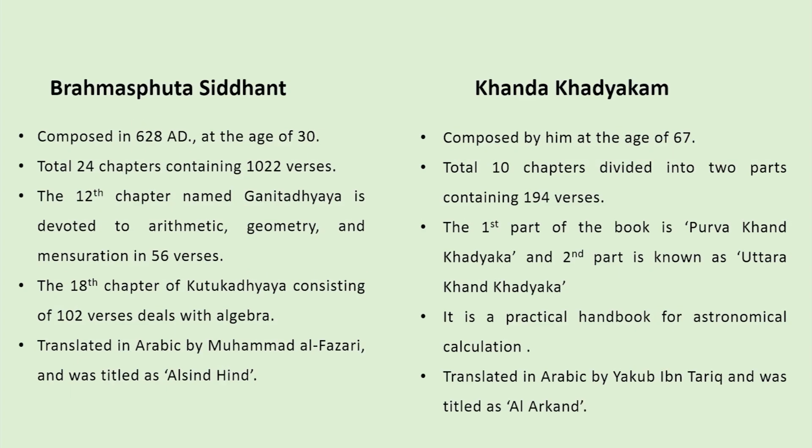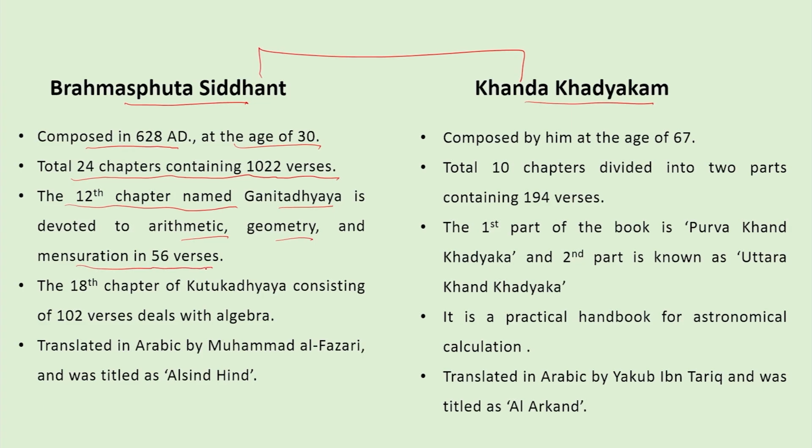Here are a few important points regarding the Brahmasphuta Siddhanta and Khandakhadyam, both written by Brahmagupta. At first, the Brahmasphuta Siddhanta. It was composed in 628 CE at the age of 30. It has a total of 24 chapters containing 1022 verses. The 12th chapter, Ganitadhyay, is devoted to arithmetic, geometry and mensuration in 56 verses.